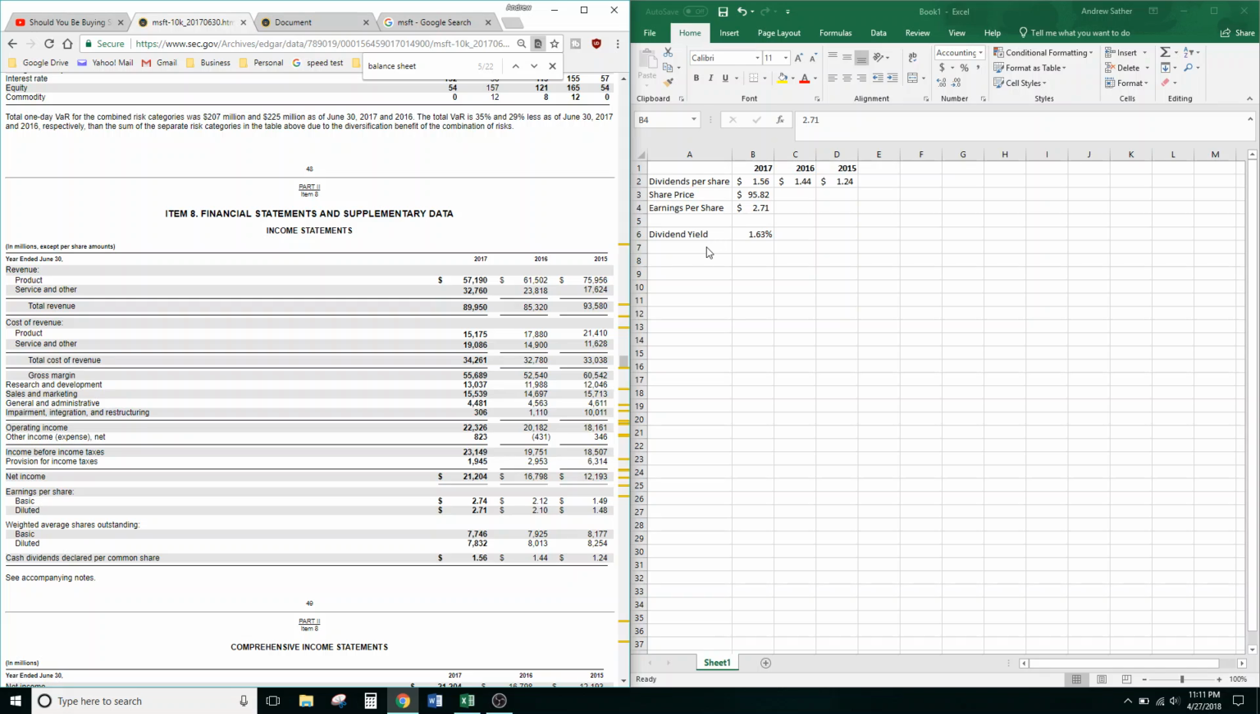Okay, and then the payout ratio is going to be really simple as well. It's just going to be the dividend divided by the earnings per share, because remember, we're taking the dividend from earnings per share.